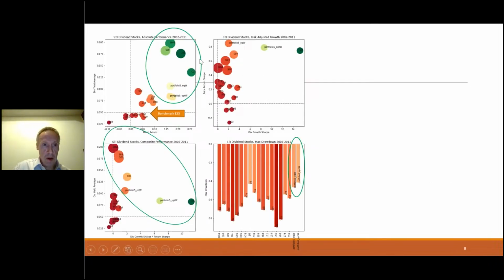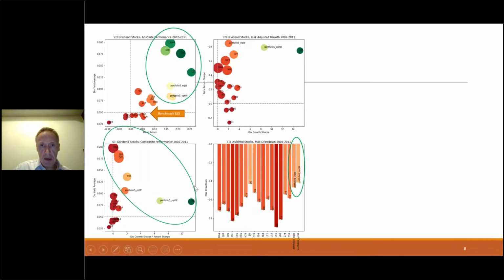So here you see a number of graphs with the different metrics. Basically, here in the top left quadrant, the bubbles that are colored green are the 5 stocks. I mean, 1, 2, 3, 4, and then 5. The 5 stocks with the highest combined metric. And then I calculated the portfolio of that, one with equal weight and one with optimal weight. So all of them actually have a higher mean return and a higher dividend yield than the benchmark. The benchmark is called ES3. That's the STI ETF.